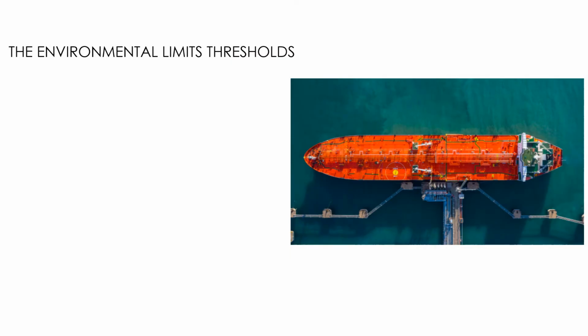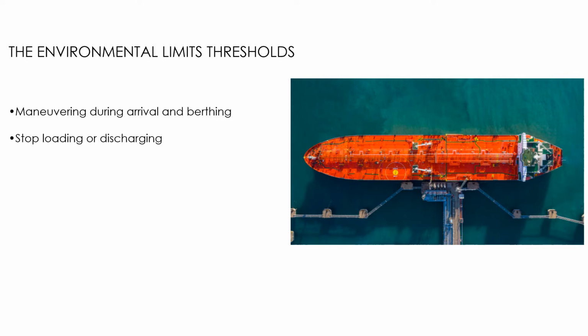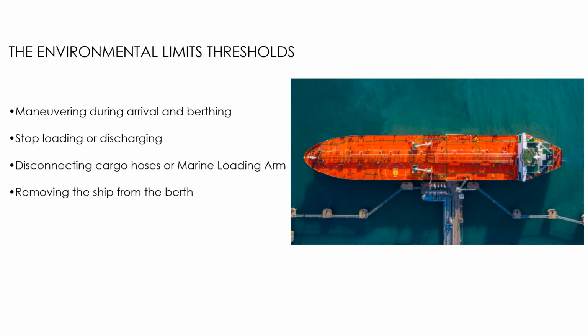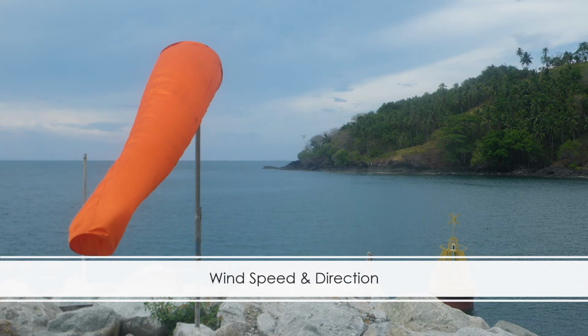All the environmental limits should define the thresholds for maneuvering, arrival and berthing, stopping loading or discharging, disconnecting the cargo hose or marine loading arm, removing the ship from the berth, maneuvering during unberthing, and departure. Operating limits will normally be based on ambient environmental conditions such as wind speed and direction.